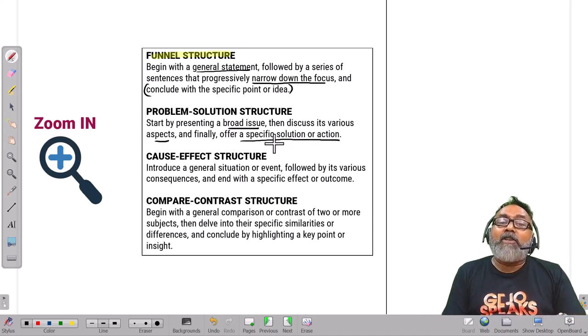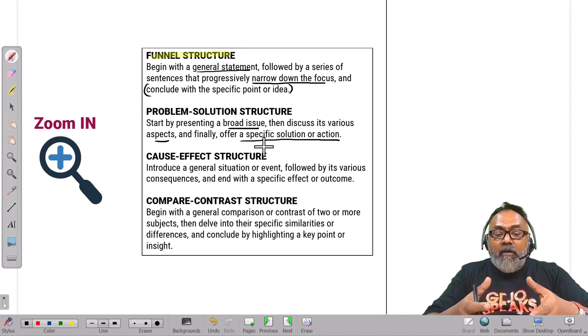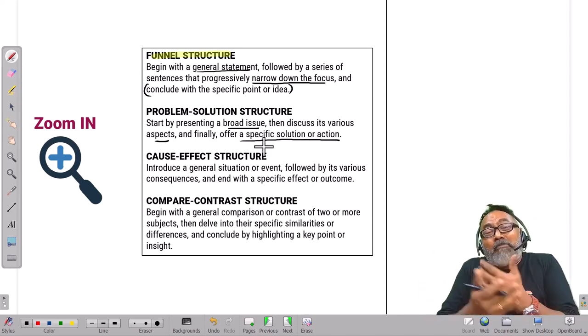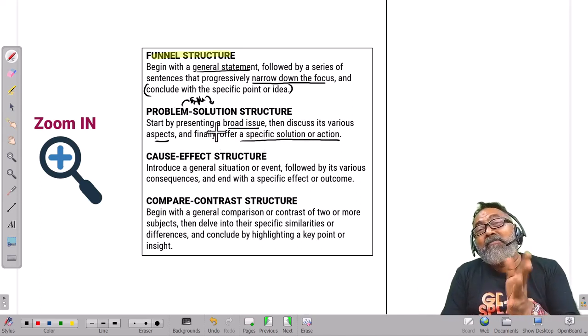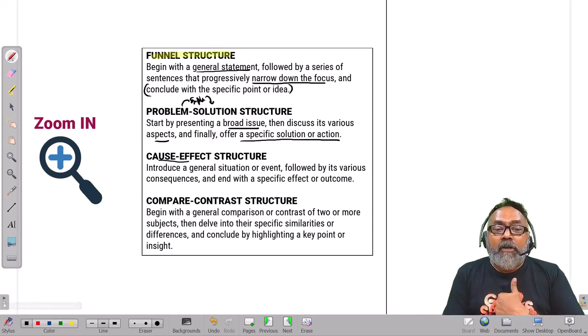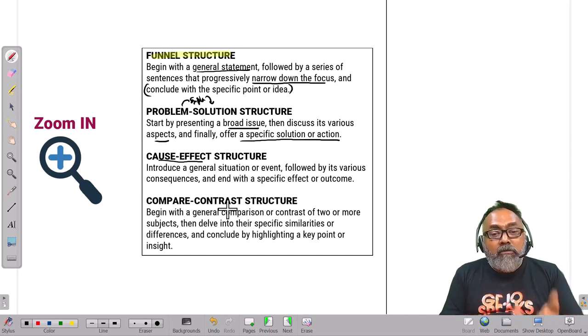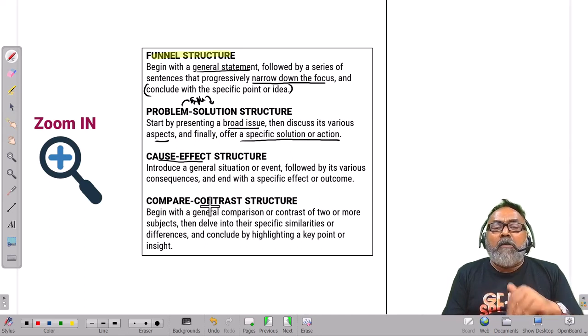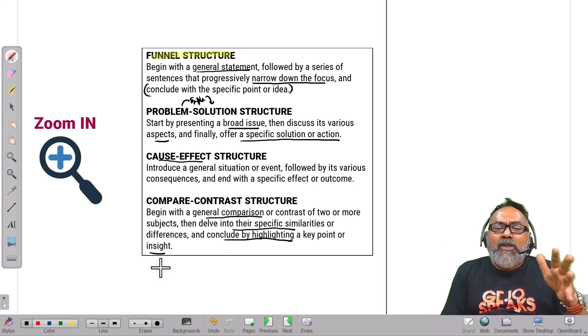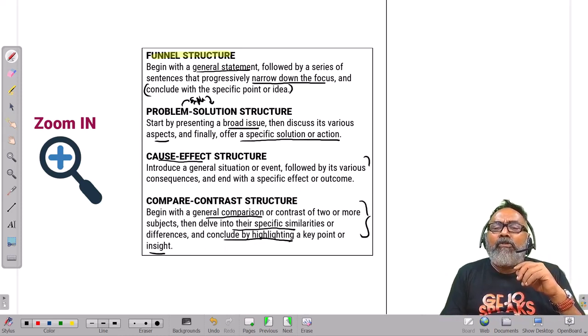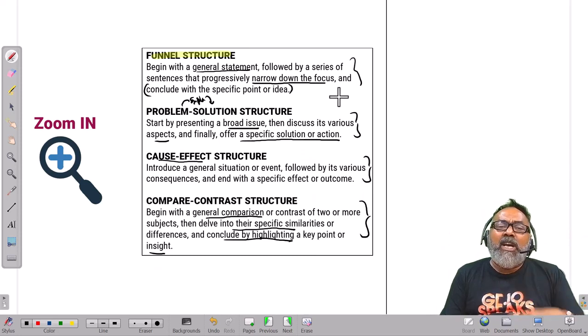It is not necessary that the last part should be there, but you start with an issue and discuss an aspect of the particular issue, and probably there'll be a solution. It can even be problem and explanation, and then a solution may or may not be there. It could be a cause-effect structure, introducing a general situation or event followed by various consequences, and talking about a specific effect. Or it can even be a compare-contrast structure, beginning with a general comparison or contrast of two or more subjects, delving into specific similarities, and concluding by highlighting a key point or insight.